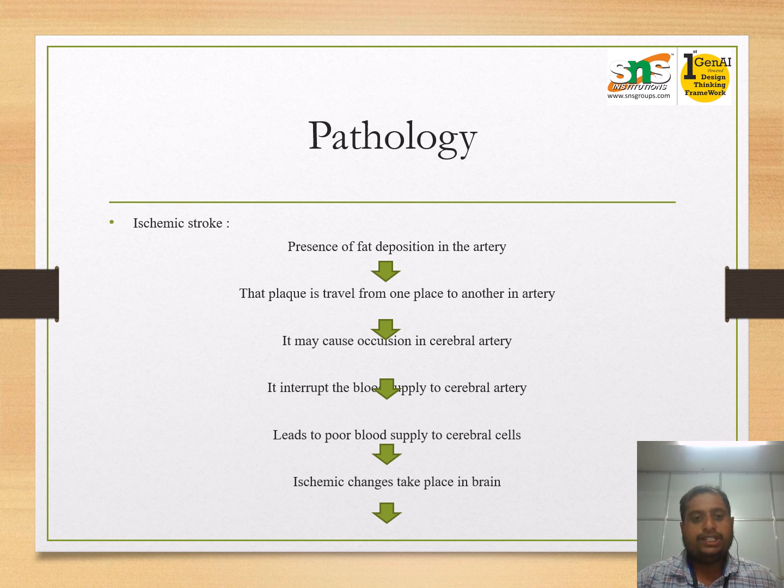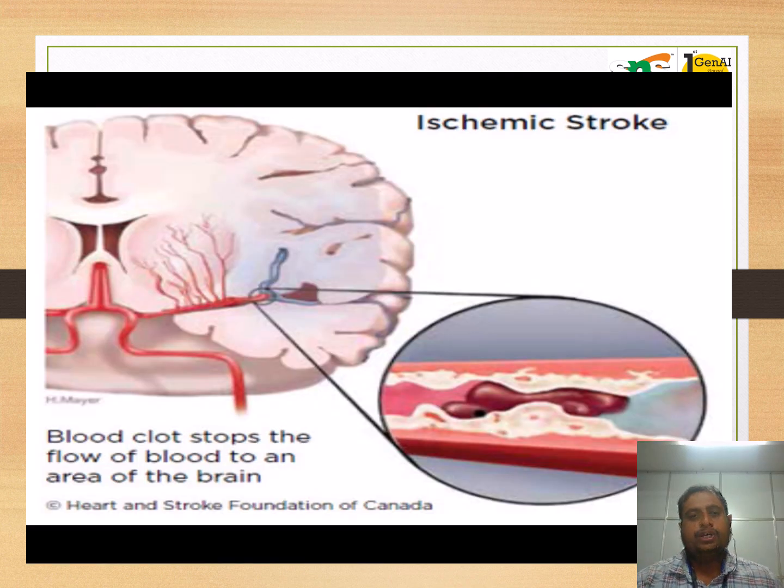The exact pathology of the ischemic stroke is the presence of fat and more fat deposition in the artery, which leads to plaque and narrows the cerebral artery. If it interrupts the cerebral artery, the blood supply to the brain is interrupted. Then the brain cells can't get blood, they get poor blood supply, and ischemic changes take place in the brain. It is a very narrow part, and the block is there.